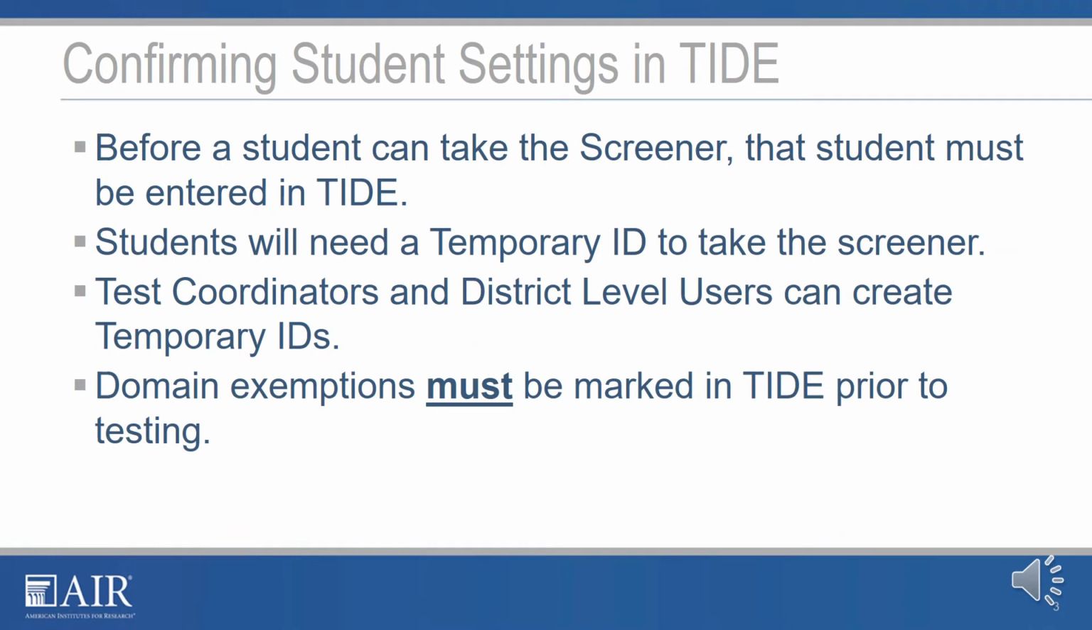This slide has been updated with Oregon-specific information. All students taking the screener must be manually added to TIDE using an automatically assigned temporary ID in advance of being administered the screener. Only test coordinators and district-level users can issue temporary IDs. Additionally, students with domain exemptions must have those exemptions set in TIDE prior to testing.